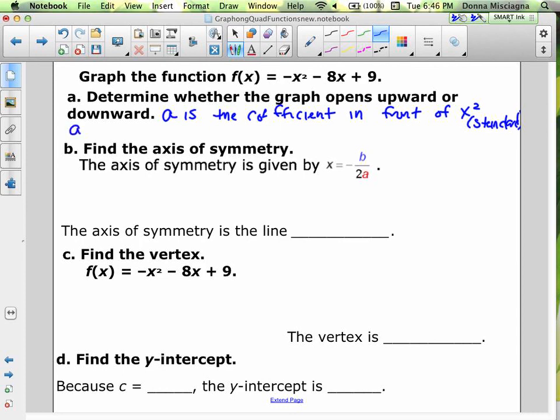Right, so if a is greater than 0, in other words, it's positive, then your graph will face this direction, and it's called concave up. Okay. If a is less than 0, it's negative, your graph is going to face this direction, and it is concave down. Right, so let's identify our a here. For this equation, a is equal to -1.